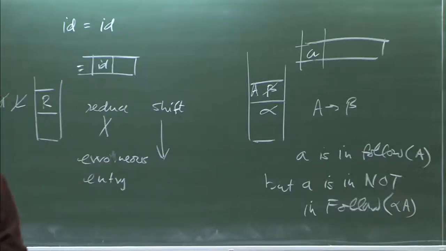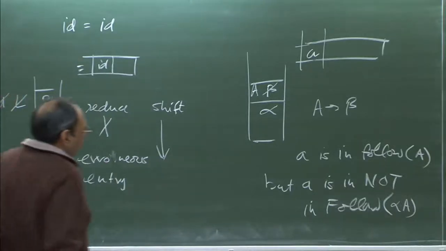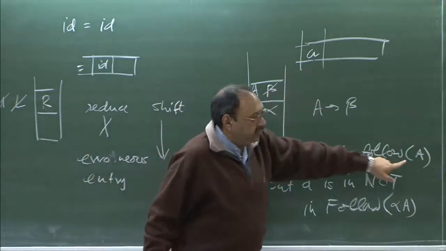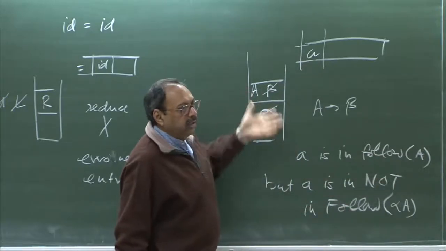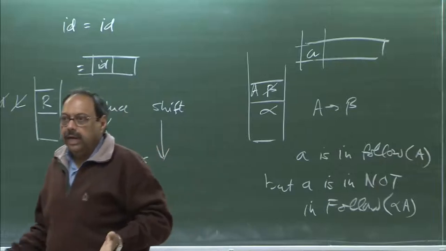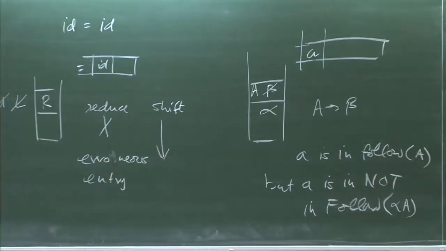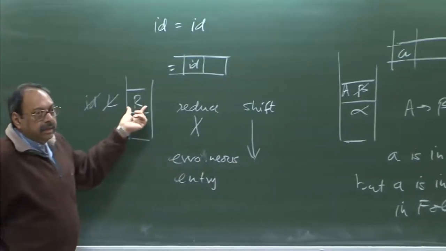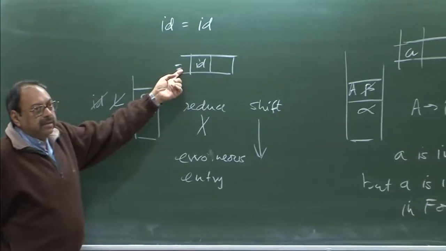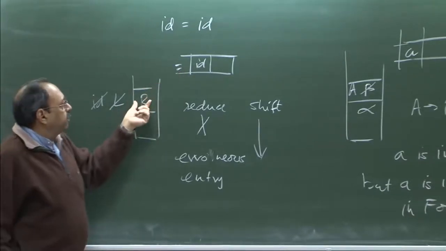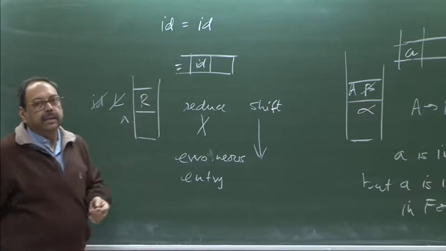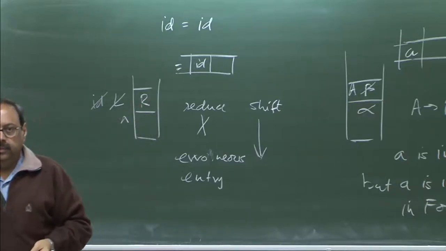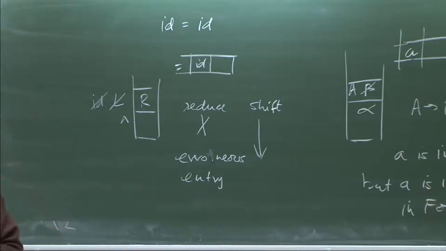then what happens? I have a situation now where I say this symbol is in follow of A, but this symbol is not in follow of alpha A. Alpha A is my configuration after this reduction. Okay? Then I have a problem. Okay? And exactly this is what is happening here. Although this equal sign is in follow of R, it is not in follow of R when R is at the beginning of a string. Okay? That is where I got stuck, which was giving me that wrong sentential form.